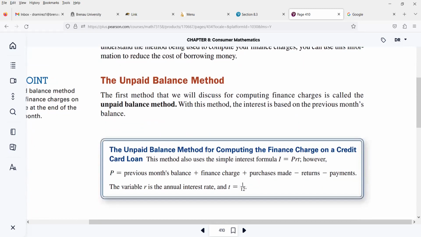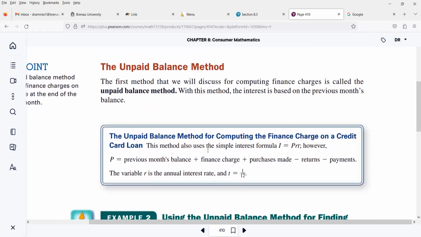The first method that we will discuss for computing finance charges is called the unpaid balance method. With this method, the interest is based on the previous month's balance. So I will copy the method for computing the finance charge, the unpaid balance method for computing the finance charge on a credit card.